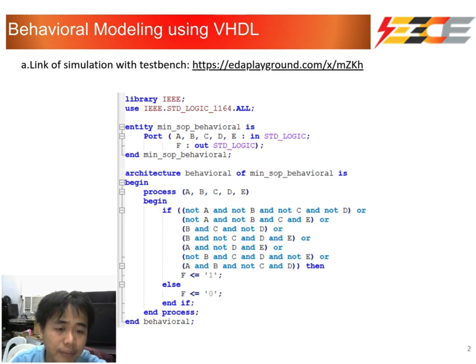Next and last, for the behavioral modeling using VHDL, this code uses behavioral modeling to describe the logic function. It has 5 inputs again and 1 output F. Inside a process block, the output F is set to 1 when any of the specified product terms are true and 0 otherwise. The if-else statement represents the sum of products, or SOP, expression, and the process updates automatically whenever any input changes. So this style focuses on describing the behavior of the circuit rather than its structure.